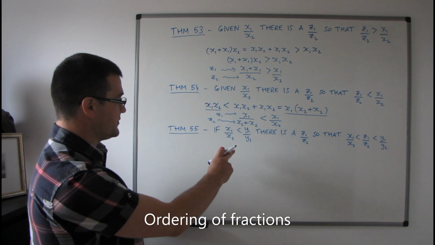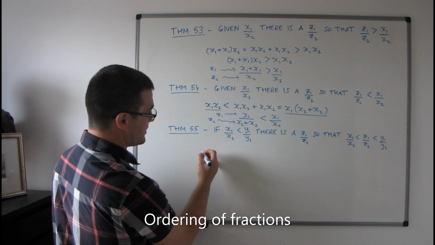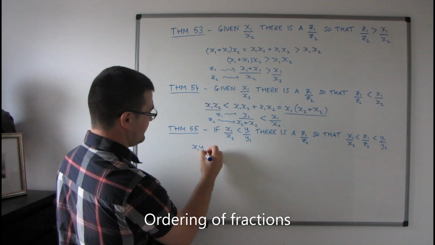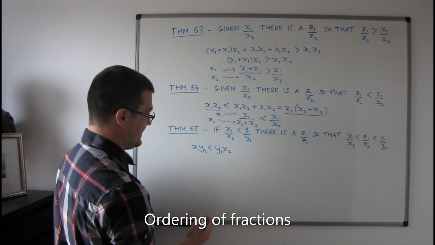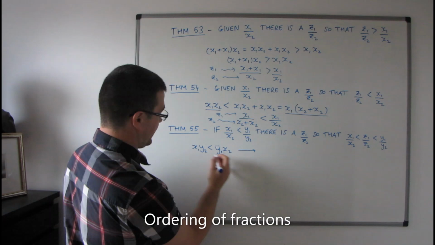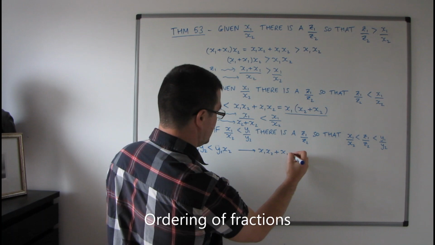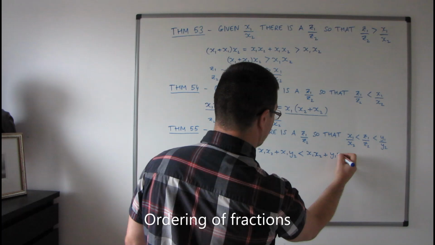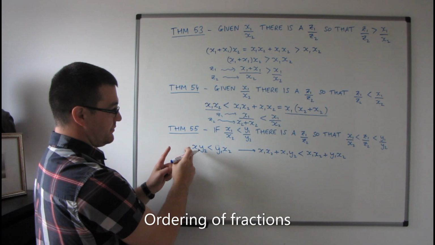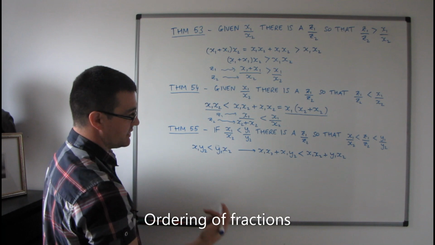From this, here we can conclude, this is definition 10, that x1 y2 is less than y1 x2. And from this we go in two directions. So here, if I say x1 x2 plus x1 y2 is less than x1 x2 plus y1 x2. All I've done here is just added x1 times x2 to both sides of this inequality symbol.